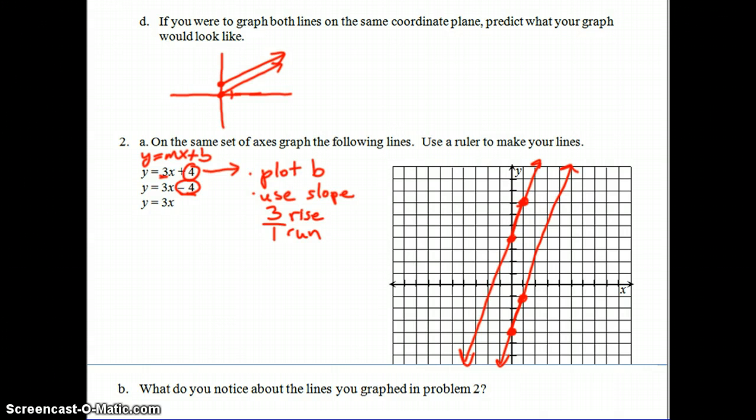And then the last one, our b is not shown here. That means our b is 0. Okay, and then from that point we rise 3 and run 1. And we could draw our line. Alright.